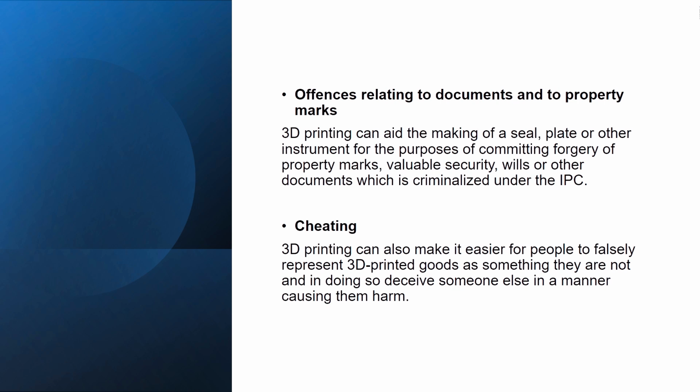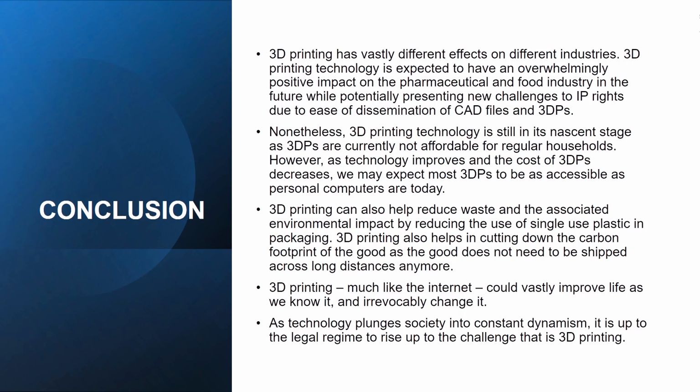And 3D printers can also be used by people to falsely represent 3D printed goods as something they are not, and in doing so deceive someone. So, a cheating case, or a section 420 case, may also be attracted, but with the new Sanhitas, that is BNS and other criminal laws, we will see which provisions will get attracted. So far as the current regime, that is the Indian Penal Code, is concerned, cheating offences or property offences may get attracted.